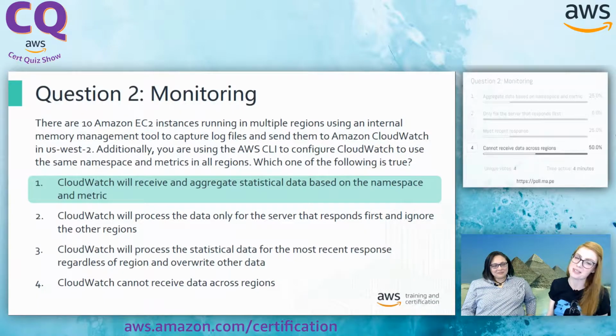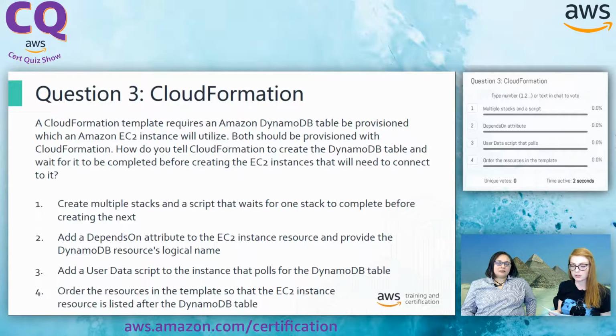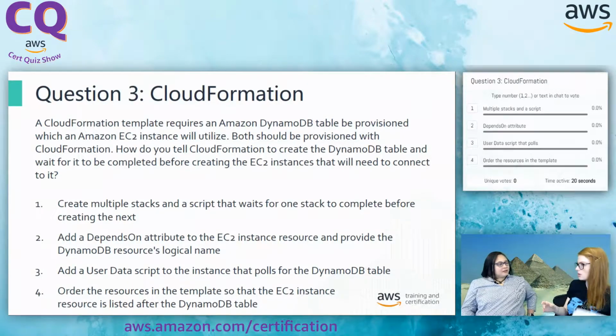Let's move on to question number 3. Moving from CloudWatch to CloudFormation templates. A CloudFormation template requires an Amazon DynamoDB table to be provisioned, which an Amazon EC2 instance will utilize. Both should be provisioned with CloudFormation. How do you tell CloudFormation to create the DynamoDB table and wait for it to be completed before creating the EC2 instances that will need to connect to it? Another long one. Let's digest that. There's a lot of things there.